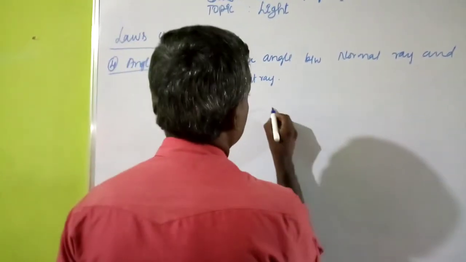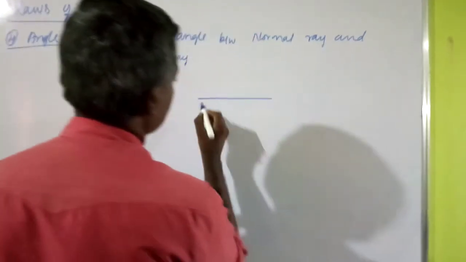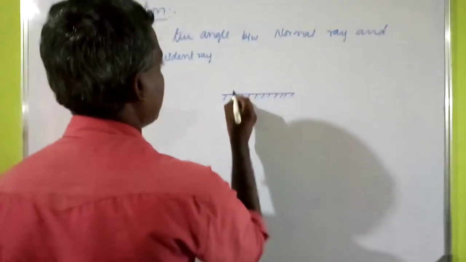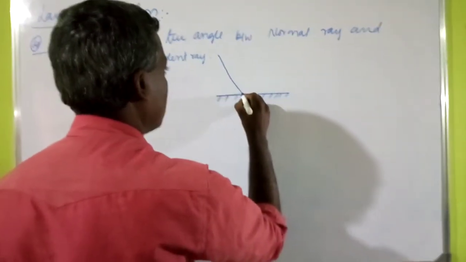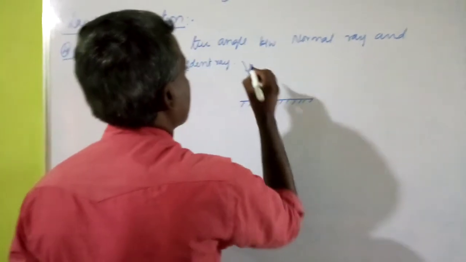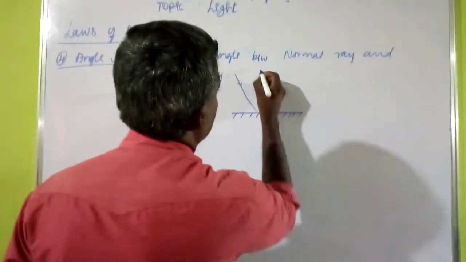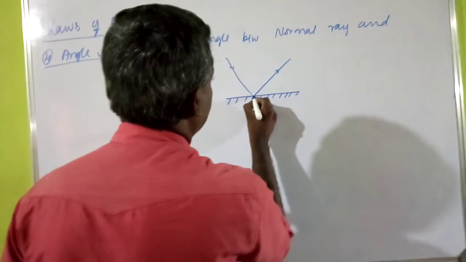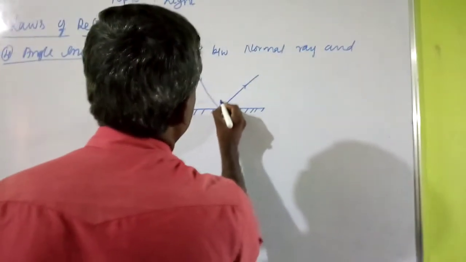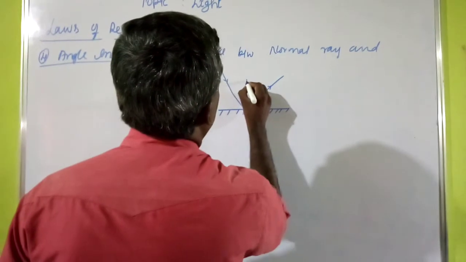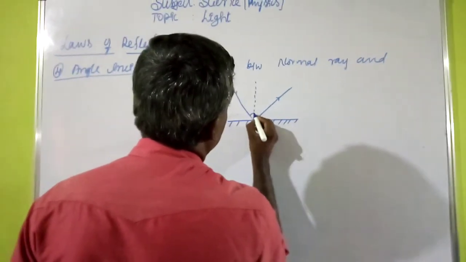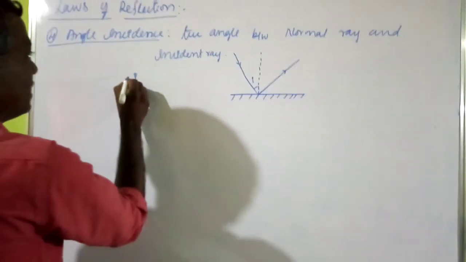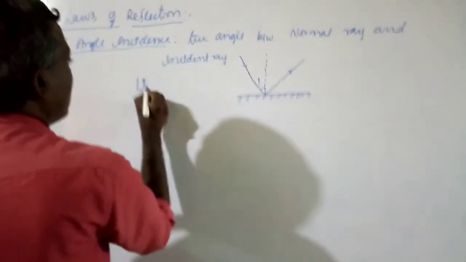Okay, diagrammatically just observe this. This is the surface of an object. This is the ray of light which is striking the object. Here this is a ray which is coming back, it is called the reflected ray. At the point of incidence, draw a 90 degree line, it means perpendicular. The angle which is formed here is called the angle of incidence and it is denoted by i.